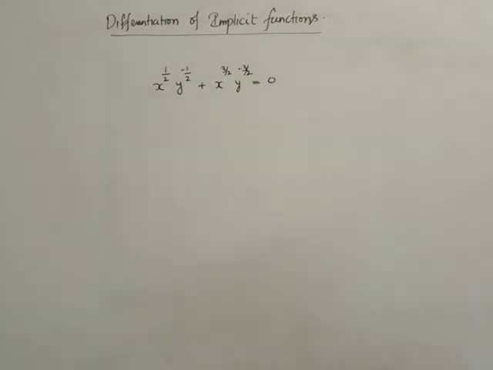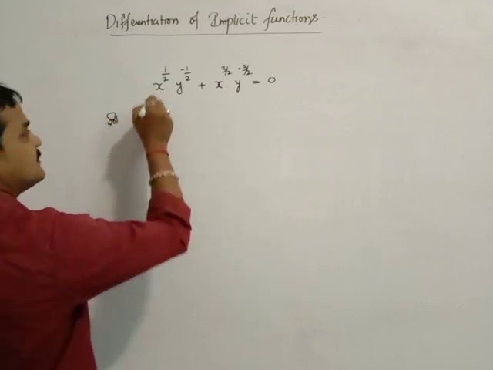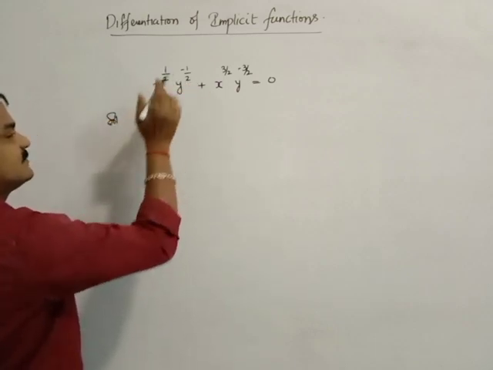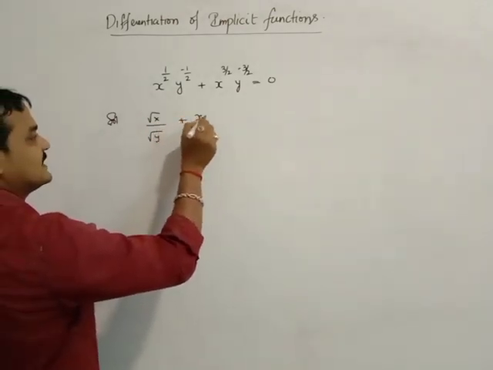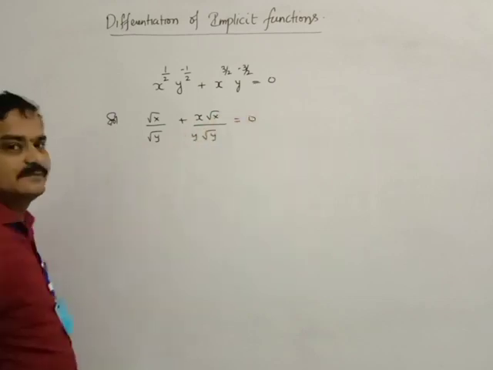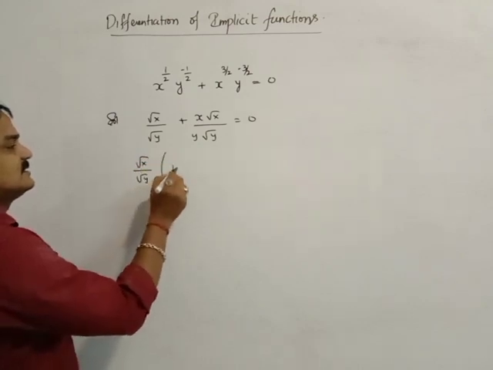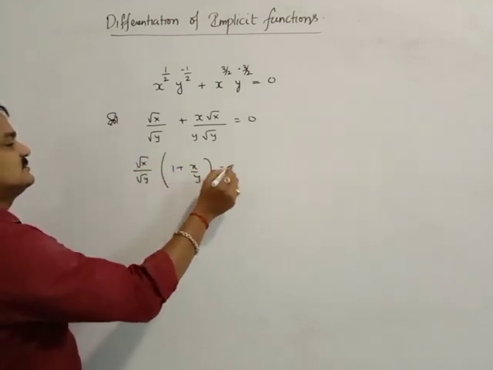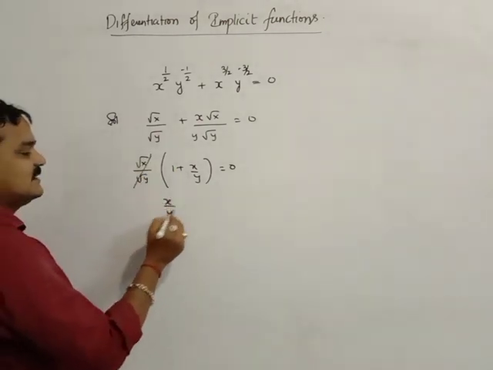Now I am going to simplify this first. Before simplifying, write on the left: x^(1/2) means root x, and y^(1/2) means root y. Similarly x^(3/2) means x root x, and y^(3/2) means y root y, equal to 0. In both terms root x by root y is common, so 1 plus x by y is equal to 0. Since x and y are both non-zero functions, because if it is a zero function the equation cannot be satisfied, it is cancelled. So x by y is equal to minus 1.